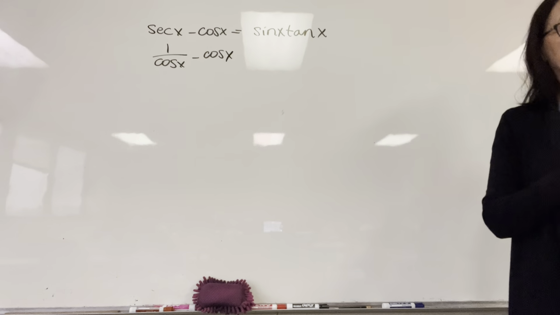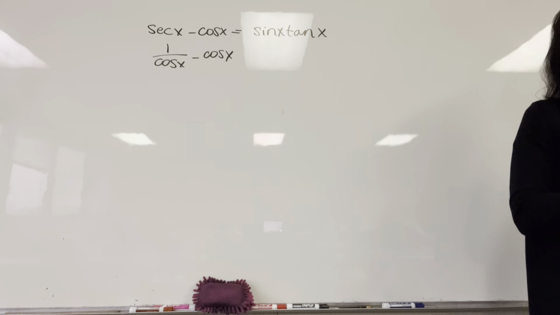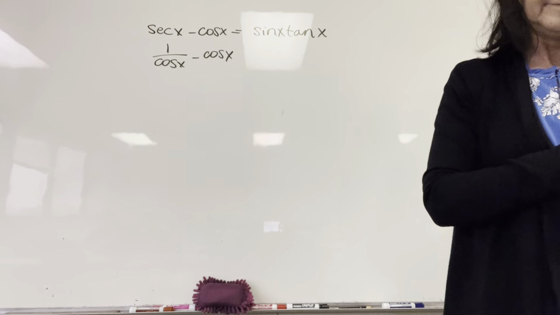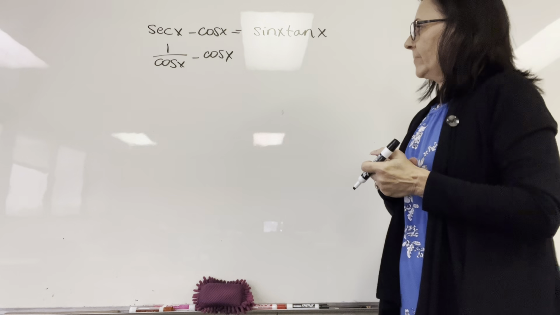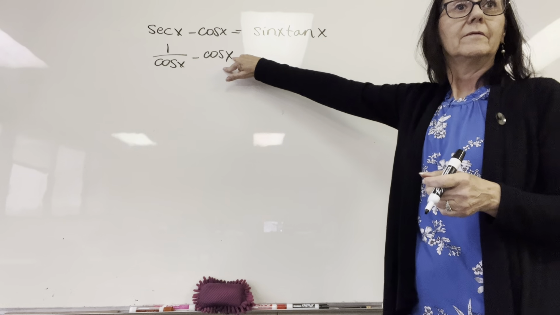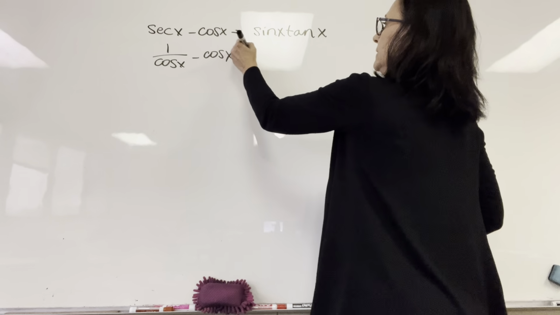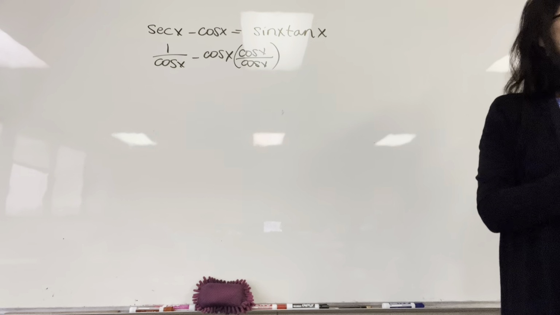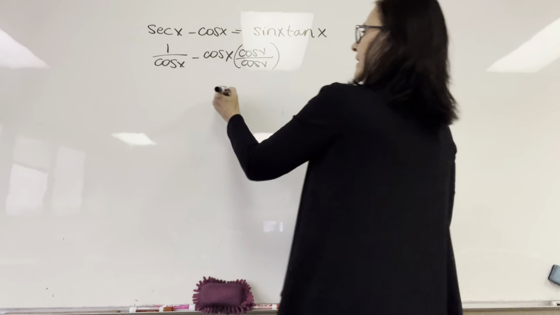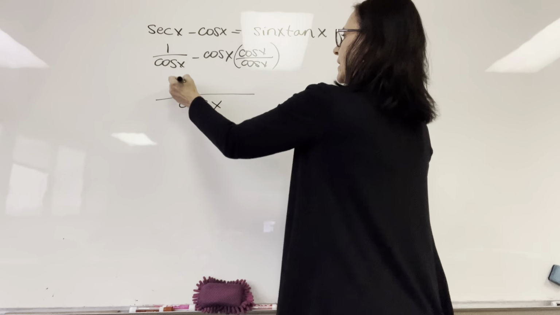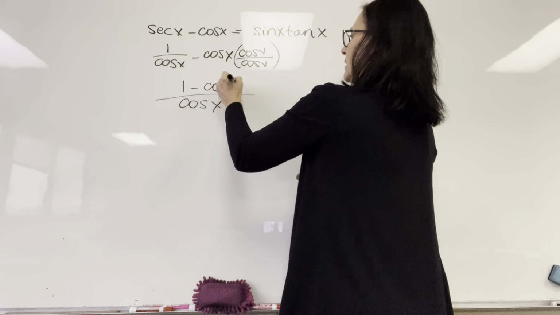All right. Now what do we want to do? What do you think? I think I want a common denominator. So multiply this by cosine x over cosine x. Got it? So now it's a common denominator of cosine x, and it's 1 minus cosine squared x.